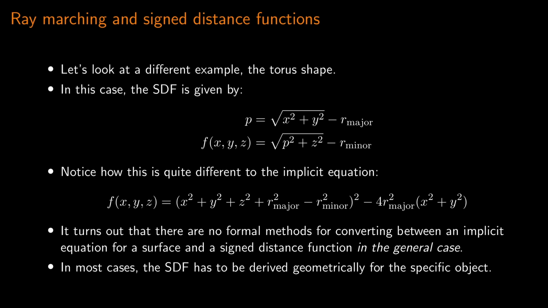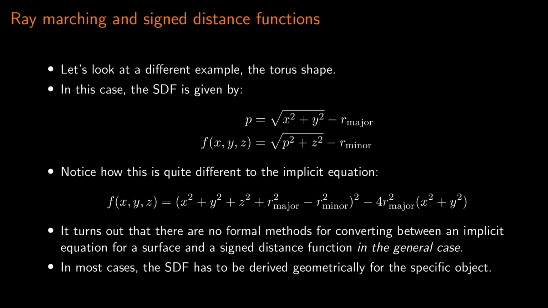Okay, so let's look at a different example. Let's go back to our torus shape. Now in this case, the signed distance function is given by an expression like this. And again, I'm not going to go over the derivation. There are plenty of other resources online if you want to look those up. So if we define a variable p is equal to the square root of x squared plus y squared, minus r major, the major radius, then we can define f(x,y,z), our signed distance function, as simply being the square root of p squared plus z squared, minus the minor radius.